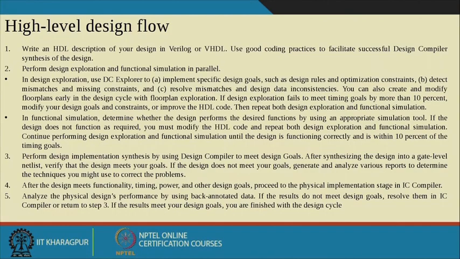In design compiler, you have to perform two things in parallel: design exploration as well as functional simulation. So why do I need functional simulation and why do I need design exploration? Design exploration, as I said, can be done through DC Explorer. So what does DC Explorer do? DC Explorer can be used to implement any specific design goals such as design rules or optimization constraints. It detects the mismatch and missing constraints, as well as resolves those problems.